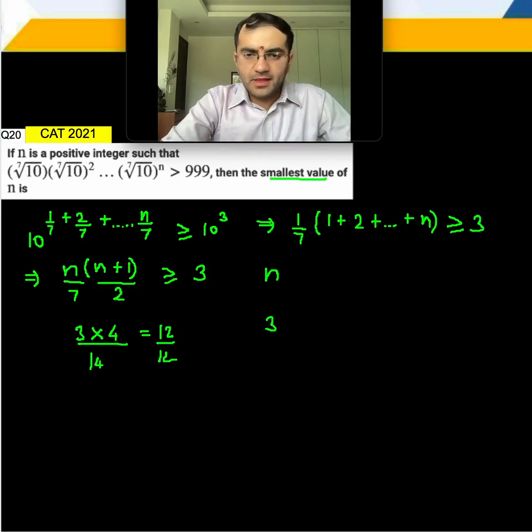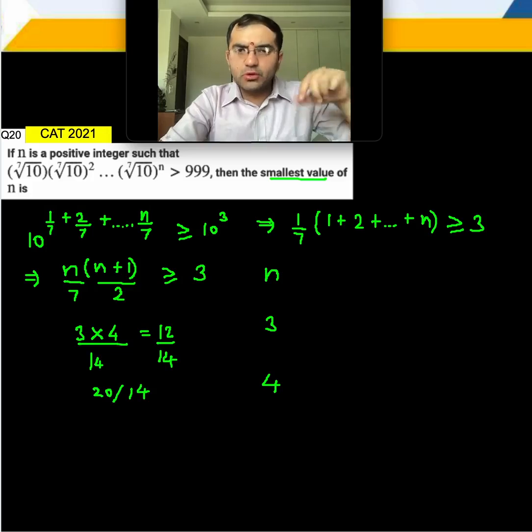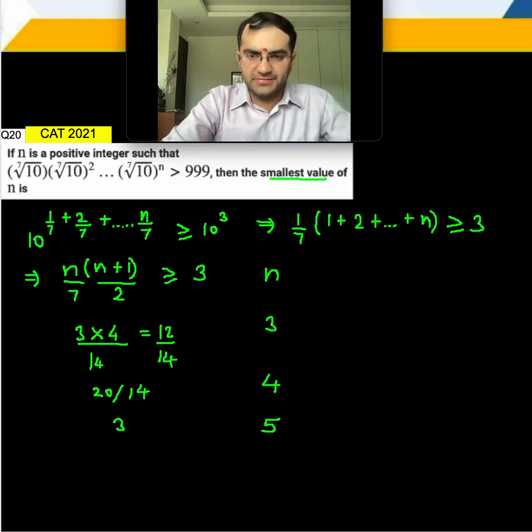ठीक है? Continue. 4 डालो, 4 into 5, 20 upon 14 is just more than 1. But वो more than 3 नहीं है. 5 डालो, 5 into 6, 30 upon 14.